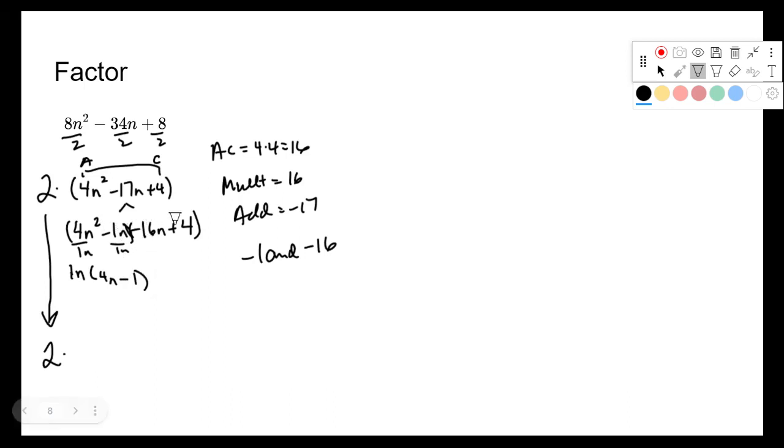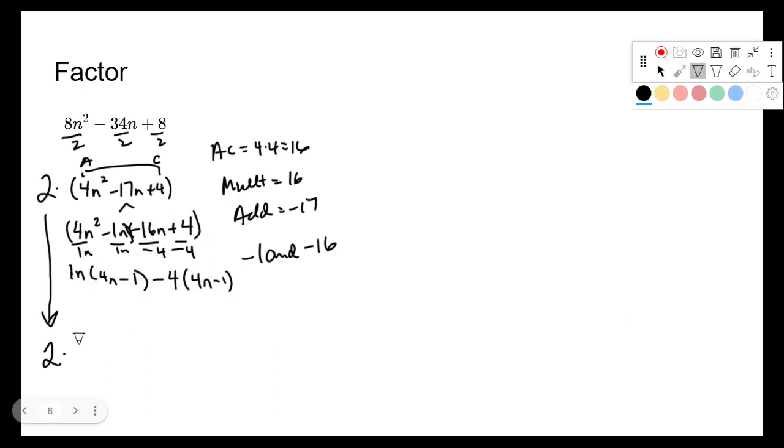Negative 16n plus 4, so there's a negative leading. I got to take it out. 16 and 4 goes into both. This third term has an n. The last one here does not, so I can't take an n out. I can just take out negative 4. I'm going to divide it. We have negative 16 over negative 4 is positive 4n. Positive 4 over negative 4 is negative 1. And now, sure enough, my parentheses match.